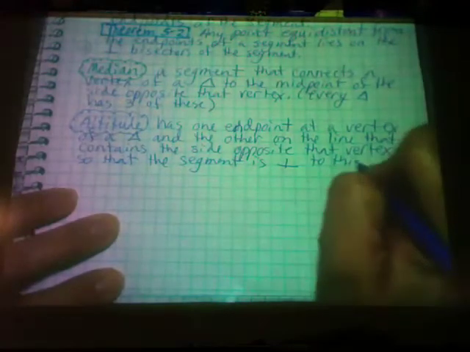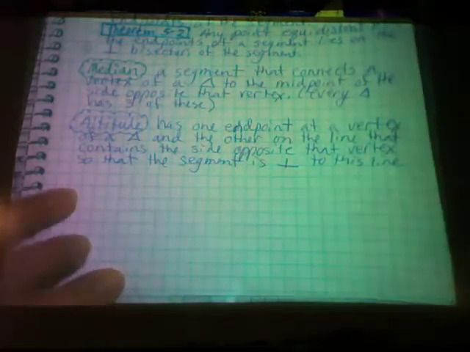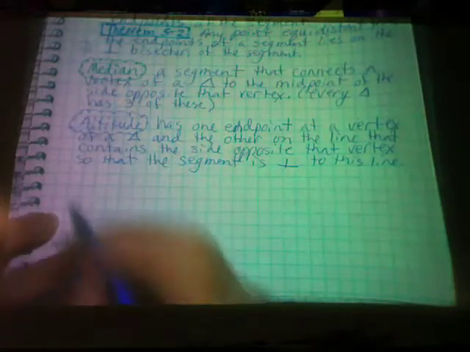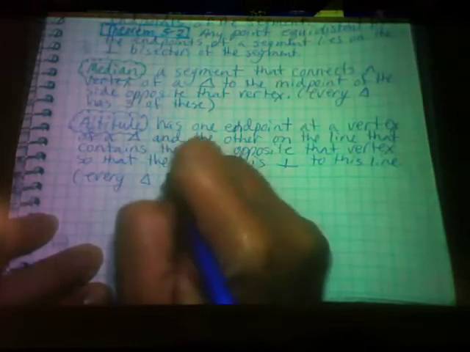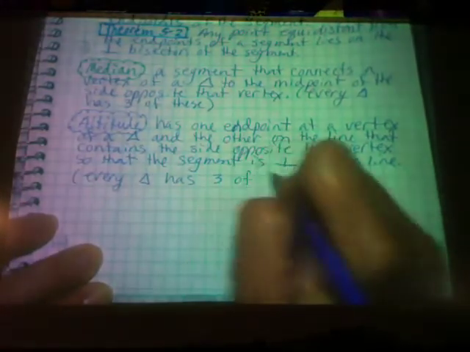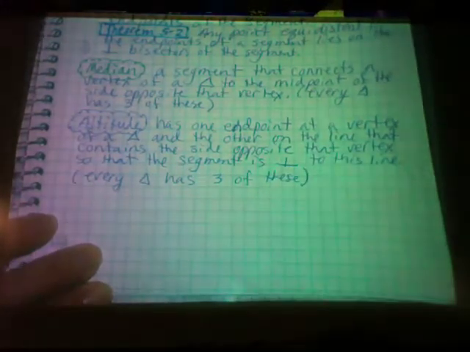And how many vertices does a triangle have again? 3. So couldn't I draw 3 altitudes? Every triangle has 3 of these. Where might the 3 altitudes intersect? Again, they're going to intersect in exactly the same point, all 3 of them. This is the only one where they can intersect both inside the triangle, outside the triangle, or on the triangle. And again, you're going to explore that in your homework.